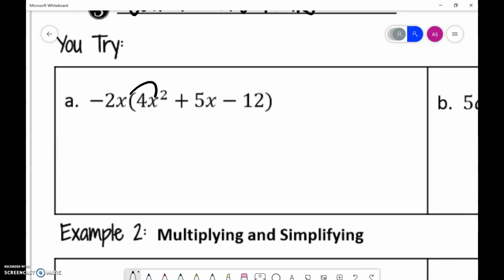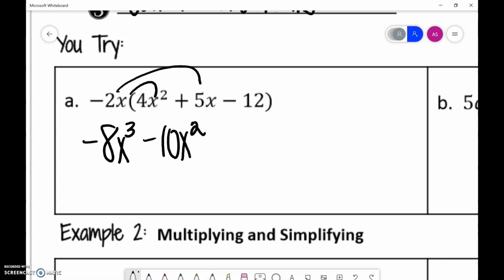Okay, so let's look at negative 2x times 4x squared. Again, I'm looking at negative 2 times 4, negative 8. Then remember, there's an imaginary 1 here, so I'm going to have x to the third. Then I have negative 2x times 5x. That'll give me negative 10x squared. I did negative 2 times 5, got that negative 10, and I had 1 plus 1 because it's the 1 on both of those. Then I have negative 2x times negative 12, and that's going to give me positive 24x.